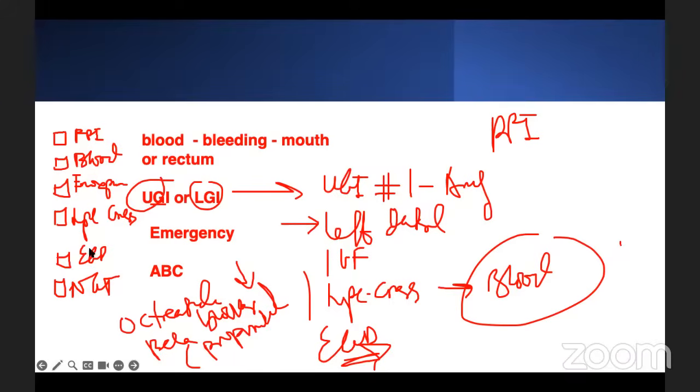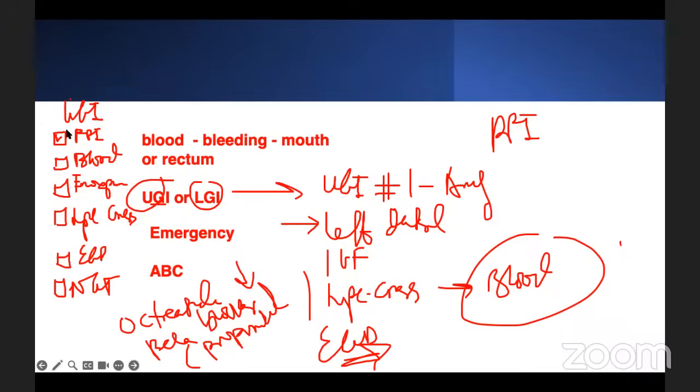What are you going to do? I'm bleeding, upper GI bleed. Select or apply. Which of these do you want to choose? Let me see, somebody can type the answers. PPI, blood, enoxaparin, type and cross, EGD, or NG tube? This is what you expect the board is going to ask you, right?